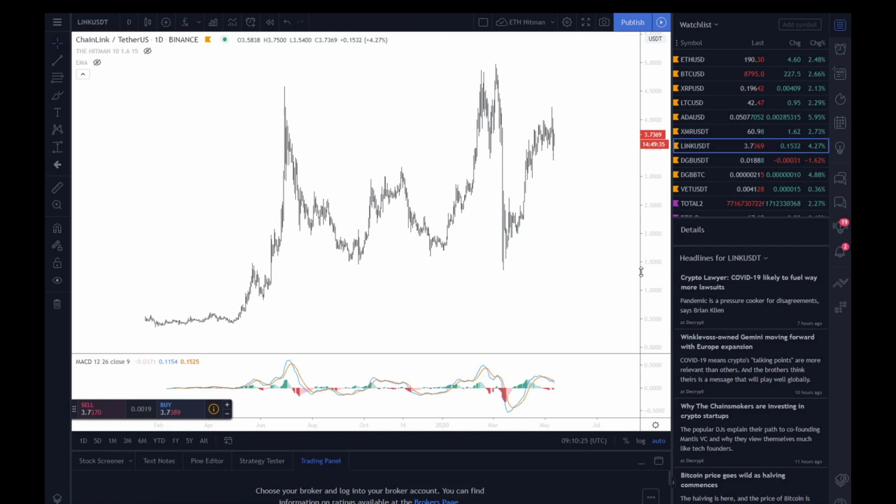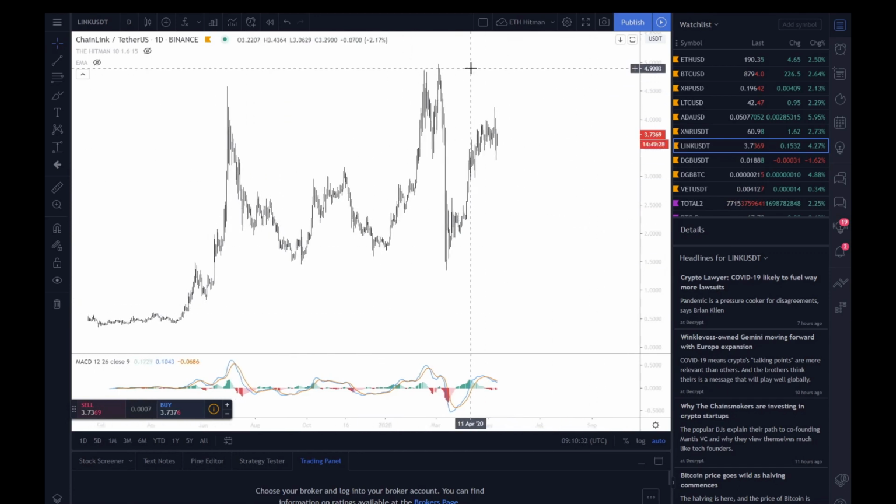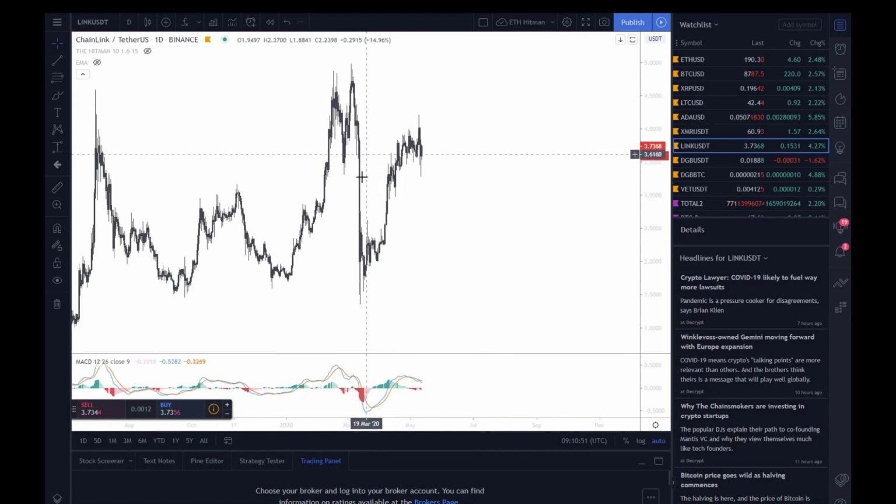Currently looking at Chainlink versus USD Tether on the Binance chart. As you can see, the all-time high was back up here. Let's just confirm. Yeah, that was the 4th of March we hit the all-time highs, and after that we had a big profit-taking scenario, where we dumped from just under $5 all the way down to $1.30. God, you wouldn't want to be in there when that dropped. But if you got out up here, then you're laughing.